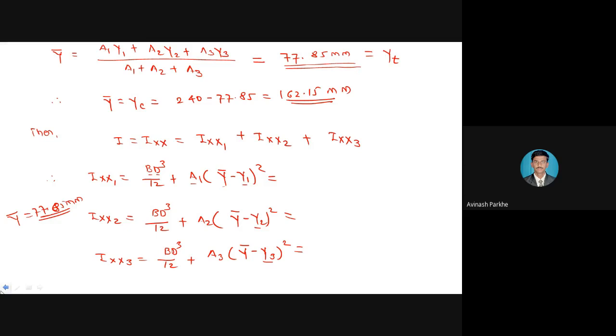Do the calculations properly here. Calculation part is very important. What is the Ixx value, Ixx2? Try to represent your answer in the chat box so we can compare all the answers. For the first section, the value of B is 160, value of D is 40 cube. A1 already we have calculated.